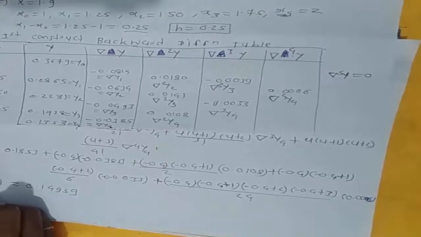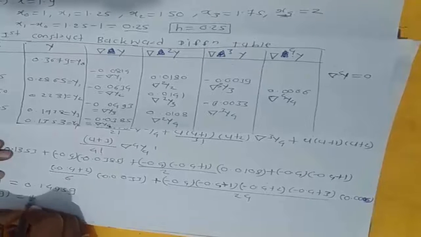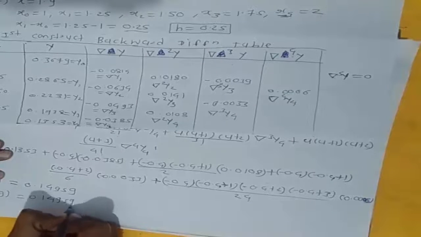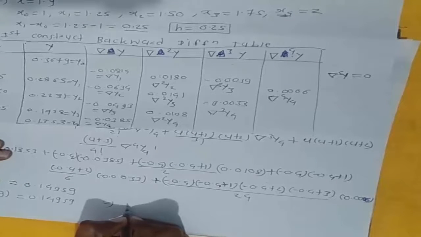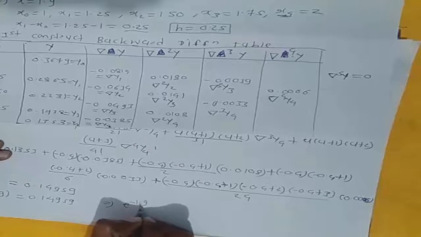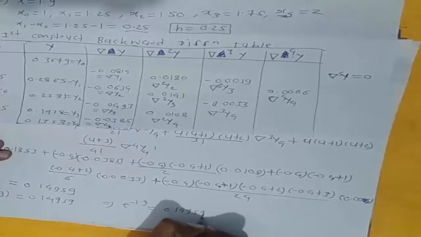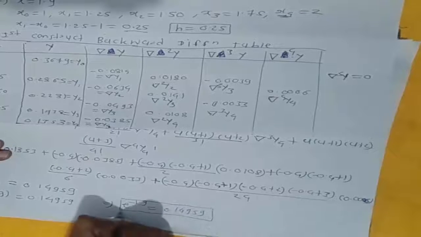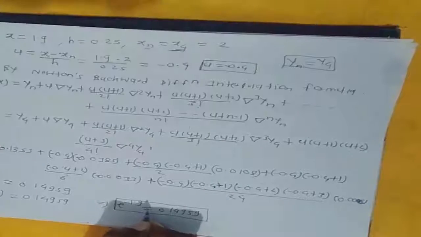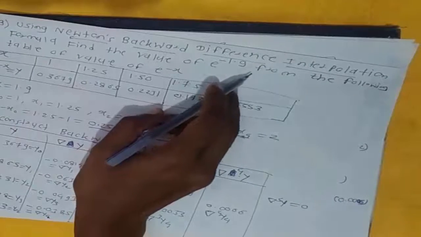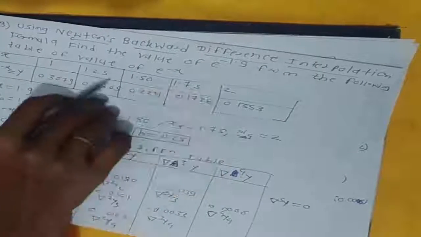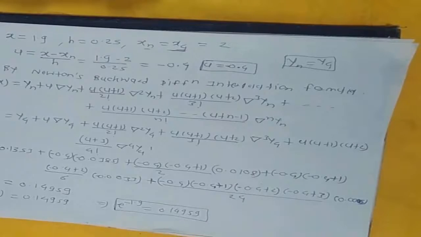So this is the value of y of x, where x is 1.9. That is, y of 1.9 is equal to 0.14959. The function is e raised to minus x, so y of 1.9 is e raised to minus 1.9, and we get this value, 0.14959. In this way we can find the value of e raised to minus 1.9 from the data using Newton's backward difference interpolation formula. Okay, so thank you.